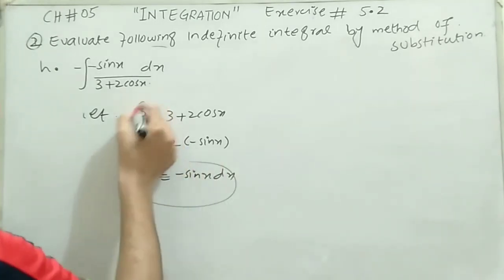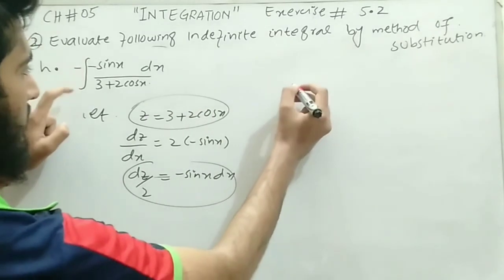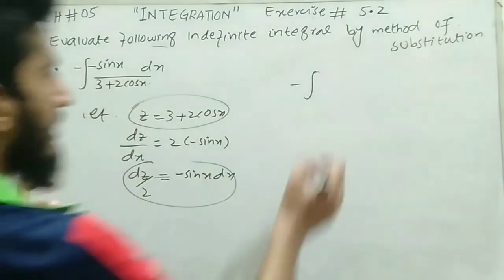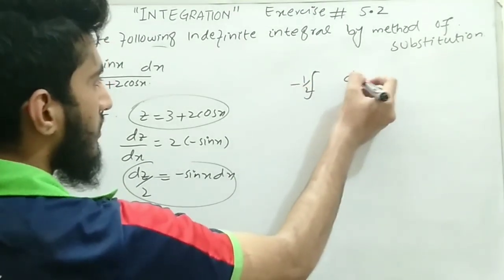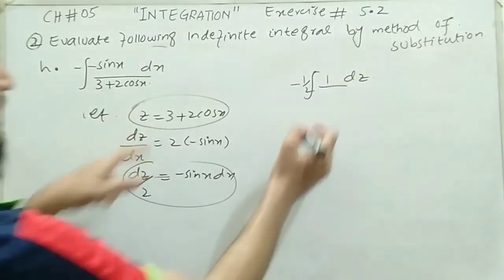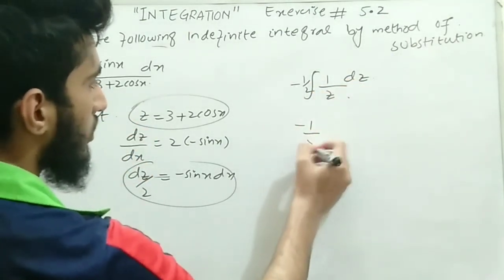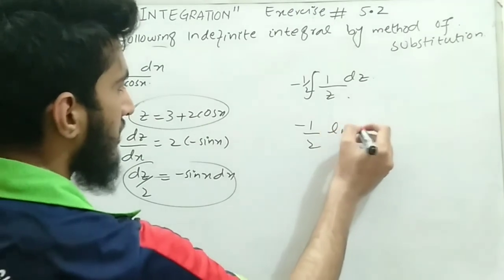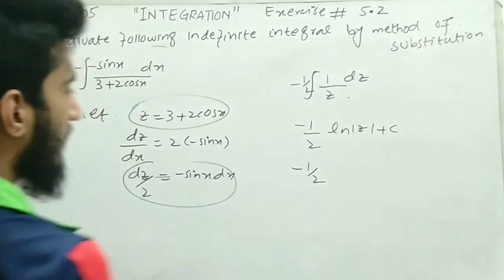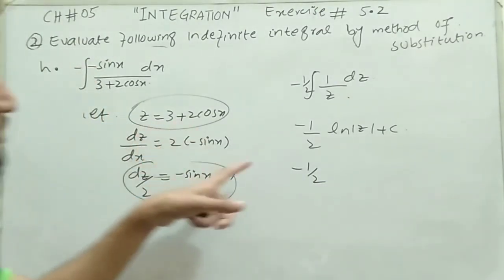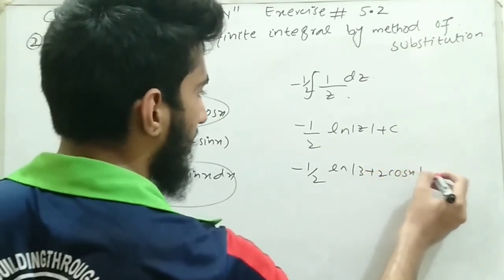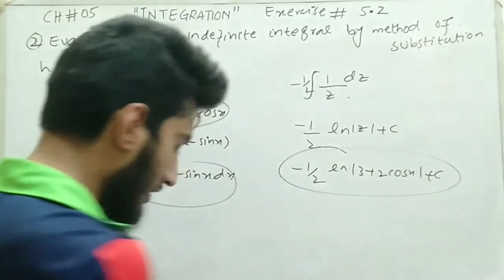So put this value in the given integral. It becomes minus the integral of minus sin x dx, which is dz by 2, so 1 over 2 and dz. And here we have 1 over 3 plus 2 cos x, which is z. So it becomes minus 1 over 2 times the integral of 1 over z, which is ln of z, plus a constant of integration. Now replace z with the given 3 plus 2 cos x. So minus 1 over 2 ln of 3 plus 2 cos x plus a constant of integration. This is the required indefinite integral.